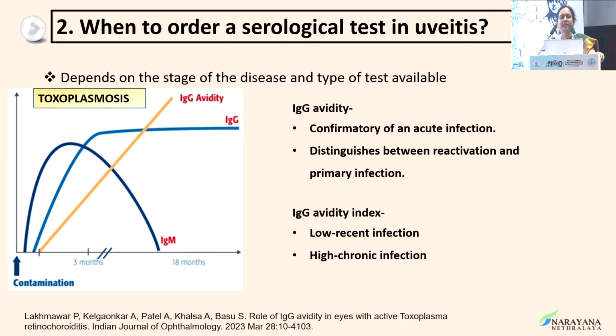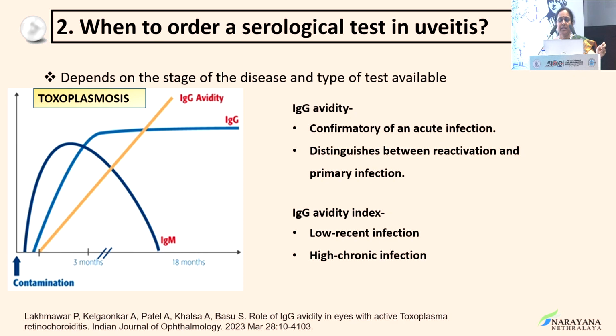Next, when to order the serological test in uveitis? It depends upon the stage of the disease and the type of the test. Toxoplasmosis is the commonest infectious uveitis across the globe, where, in addition to the clinical presentation, serological titer is used to diagnose. There we order both IgM and IgG antibodies. In addition to that, the IgG avidity can also be used in case of pregnancy and other uveitic entities.